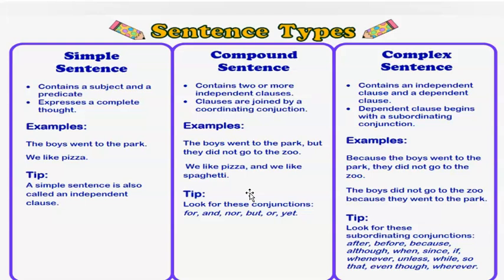After, before, because, although, when, since, if, whenever, unless, while, so that, even though, wherever. The task will be to learn the coordinating and subordinating conjunctions and try to make up sentences with them and identify which type of sentence it is.